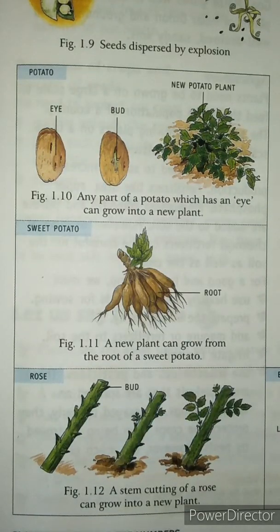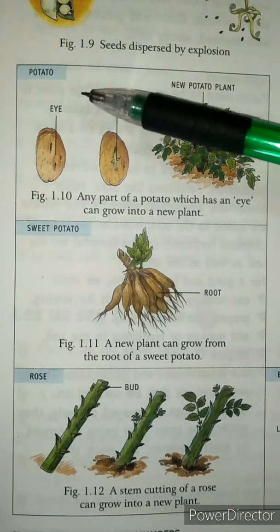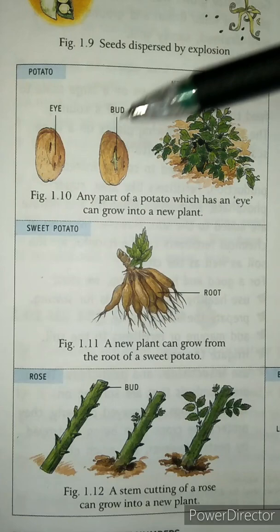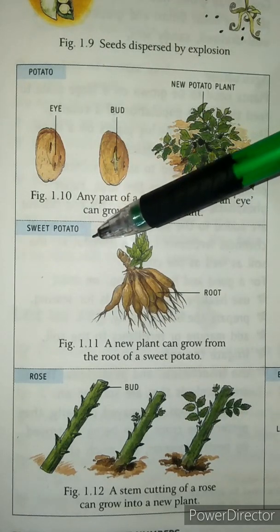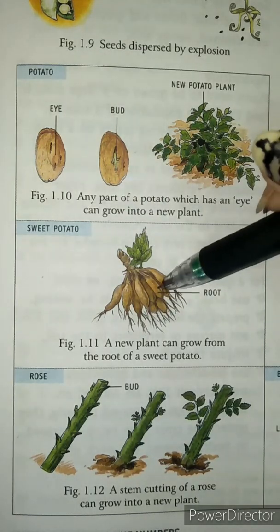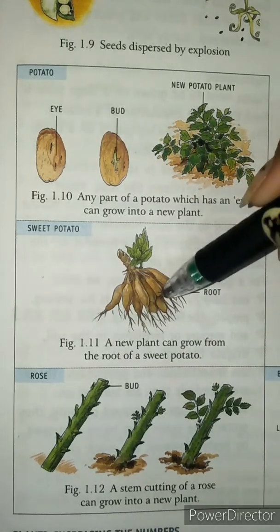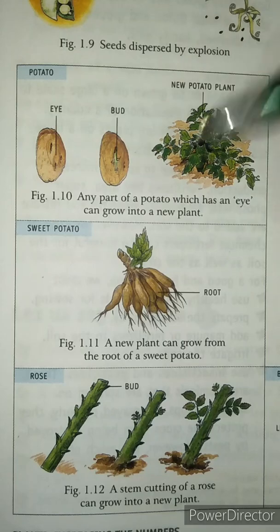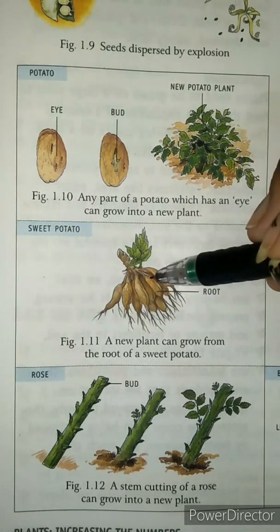Now here are some plants that grow from different parts of the plant. For example, potato. It is a stem, as we know very well. And the bud can grow a new plant. Next we have sweet potato. Sweet potato is a root, and these roots can grow a new plant from the previous root, right?